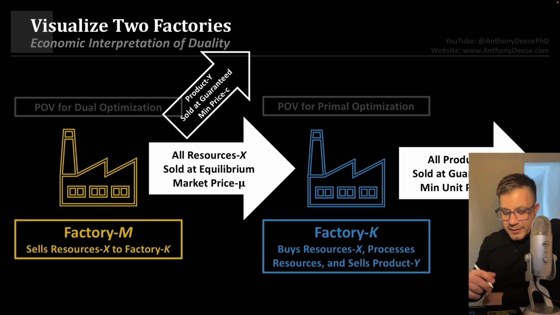So here's a figure that visualizes the problem. We have factory M. Again, I know there's some restatement here. Factory M sells resources X to factory K, and we're assuming that all the resources X will be sold at the equilibrium price mu and bought by factory K. Factory K buys those resources X, processes those resources, and sells a product Y. We assume that all the product Y will be sold at the minimum unit price or greater than the minimum unit price. Now, this additional arrow up here is simply saying that factory M does have the option of processing the resources themselves and selling the product Y directly.